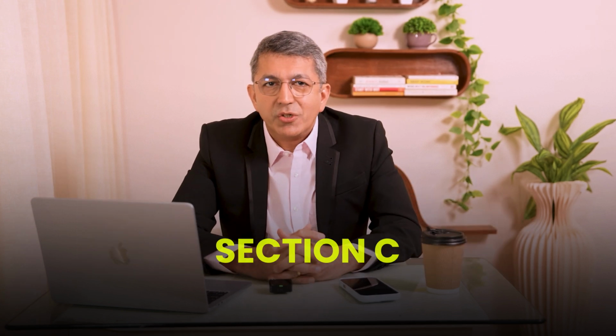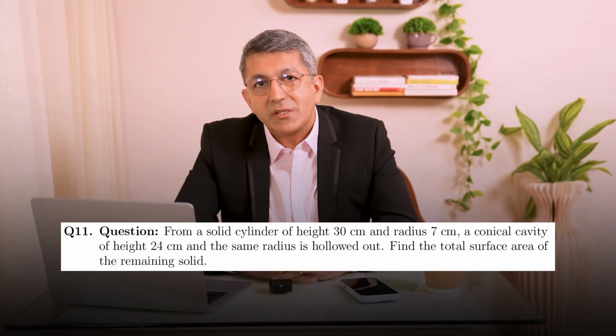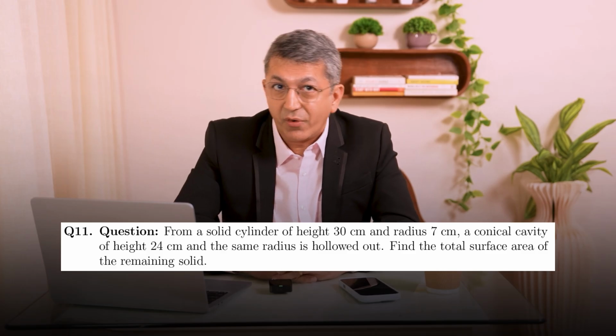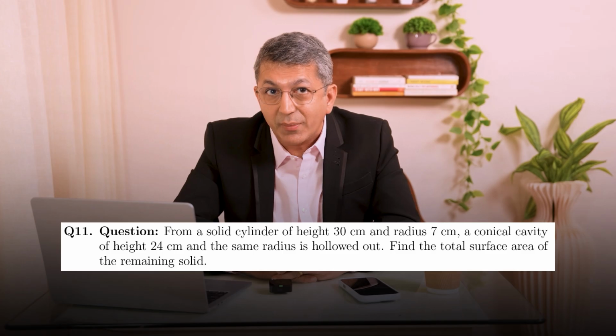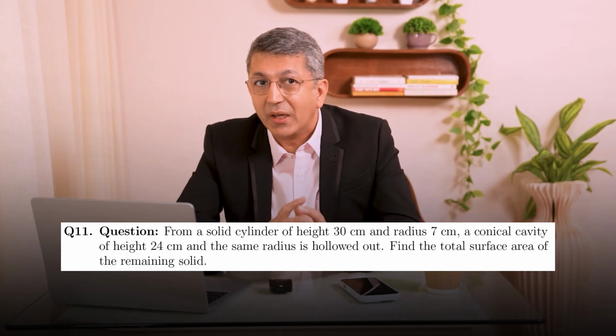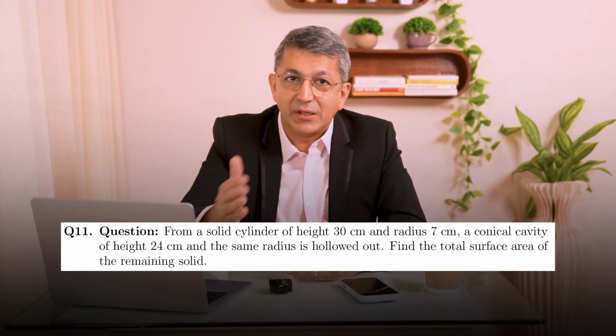And now moving on to section C. This section consists of 4 questions of 4 marks each. Question 11. From a solid cylinder of height 30 centimeters and radius 7 centimeters, a conical cavity of height 24 centimeters and the same radius is hollowed out. Find the total surface area of the remaining solid.